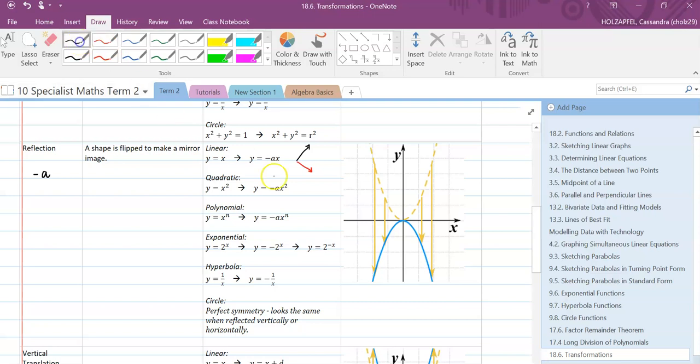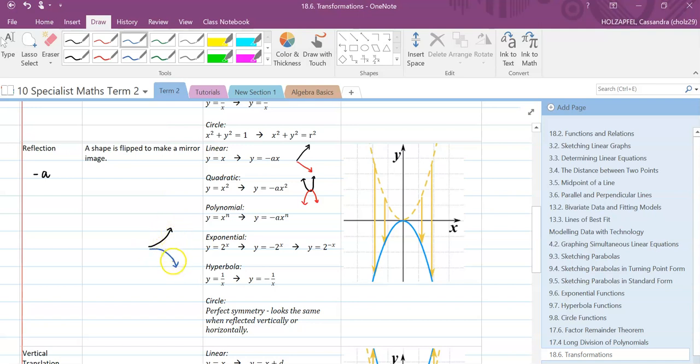Same thing with the quadratic. If we have our happy parabola with a positive value for a, and we change that to a negative, it flips our parabola. It's the same thing with the polynomials. Now, exponentials are really interesting because they have two kinds of reflections. We've got our parent function here, y is equal to 2 to the power of x. If we were to flip that graph, we can flip it either vertically or horizontally. So if y is equal to negative 2 to the power of x, that's taken all of these values and flipped them to become negative.